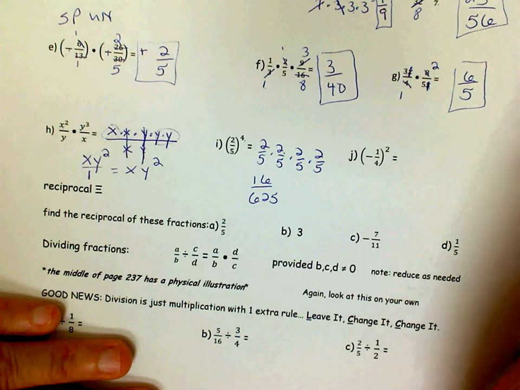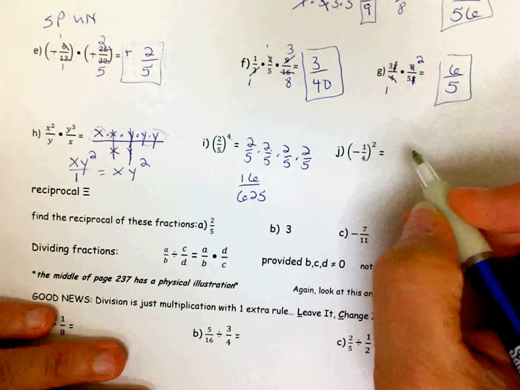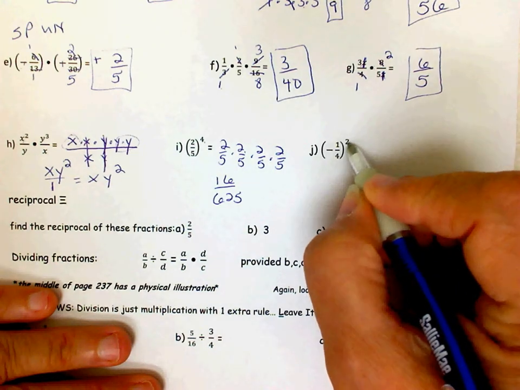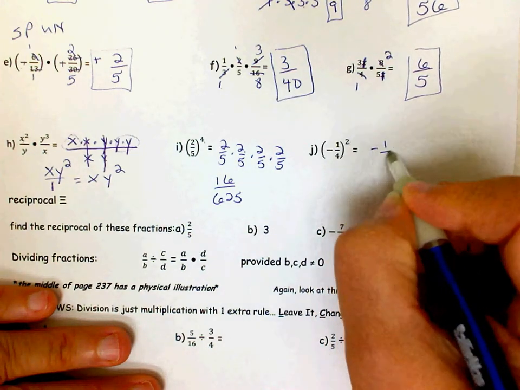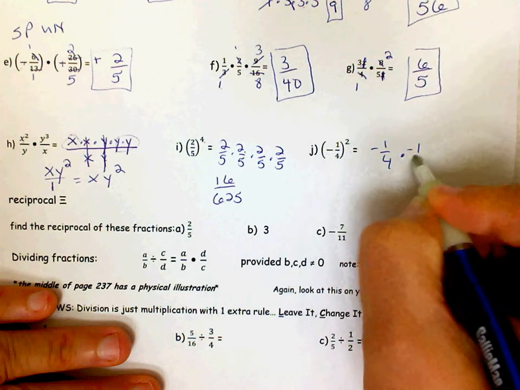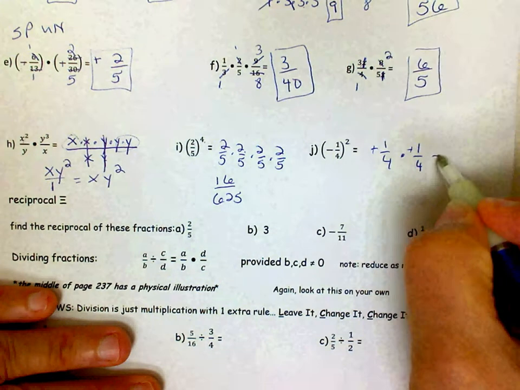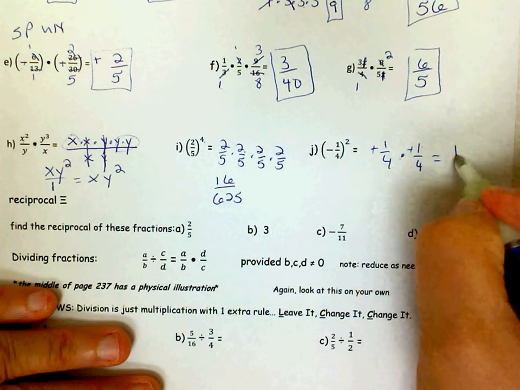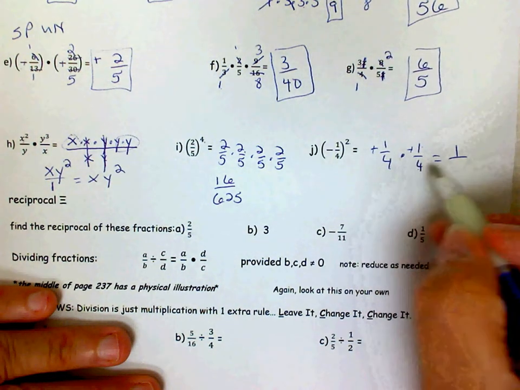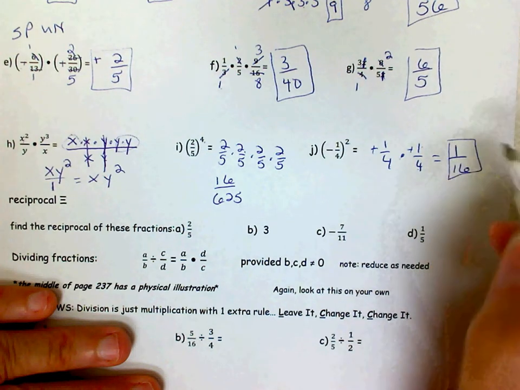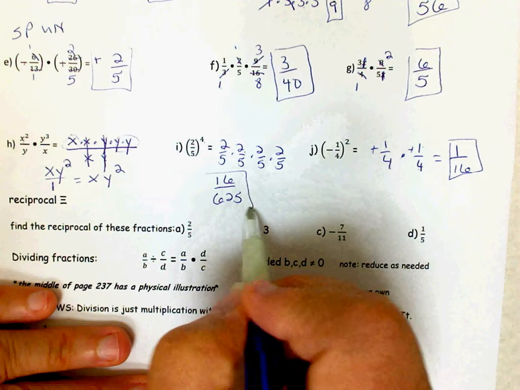Now, number last on this part. Negative 1/4 to the 2nd power is negative 1/4 times negative 1/4. And remember, a negative kills a negative. Then 1 times 1 is 1, and 4 times 4 is 16. And I guess I should be boxing in my answers.